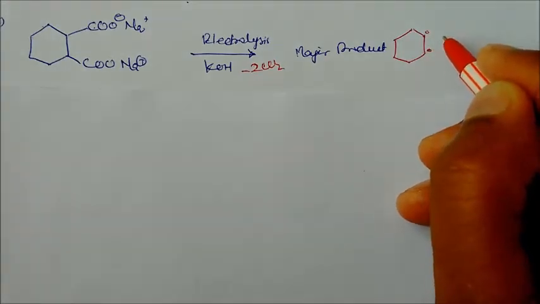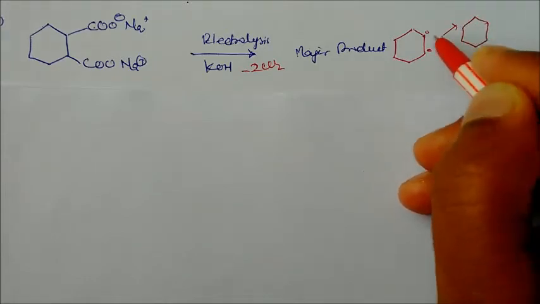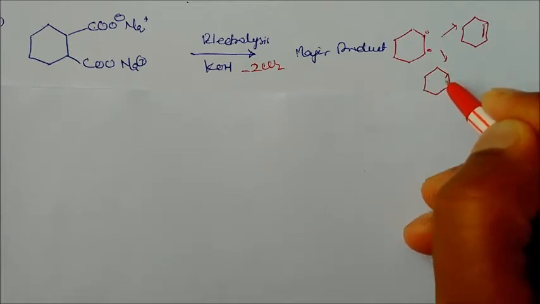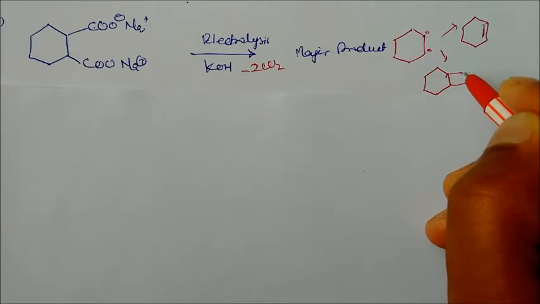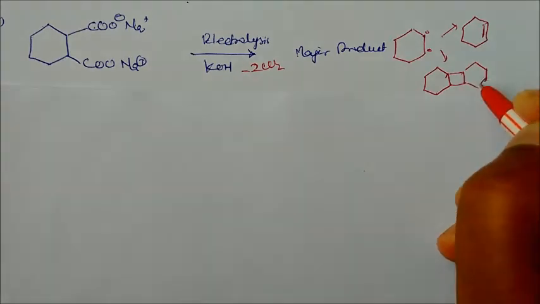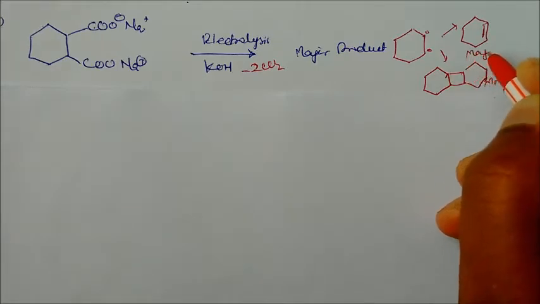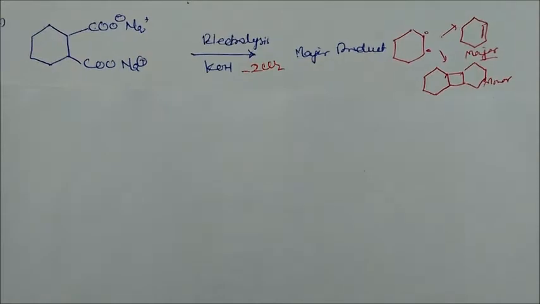So there is a possibility of 2 products. One product will be your, where these two will combine together like this one. A second product will be your, where they will make this bond. There will be 2 of this molecule, and it will make a product like this one. This product is a minor product, and this will be your major product. This is the product of this reaction.